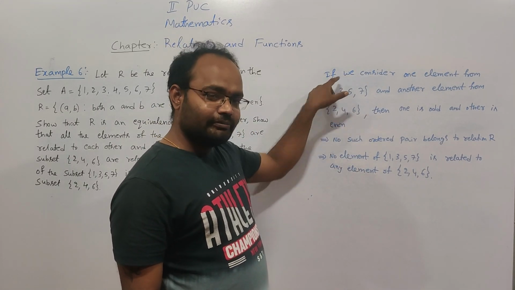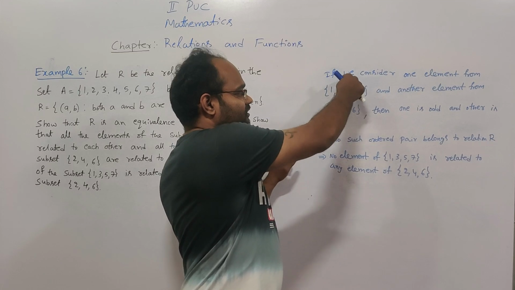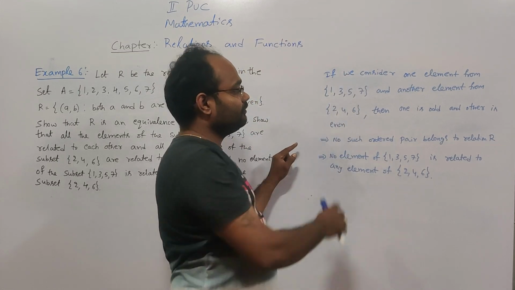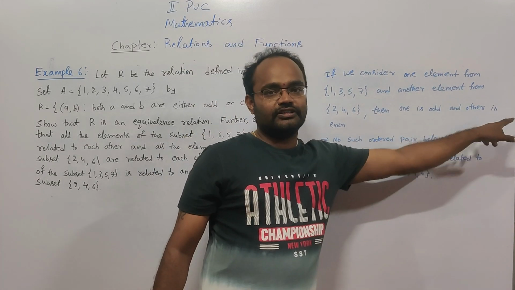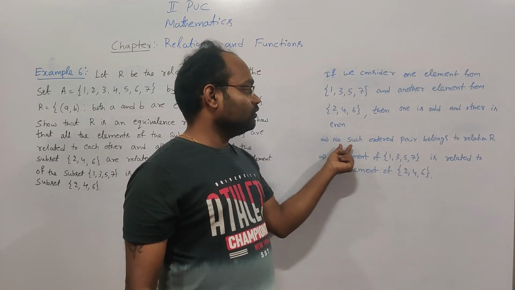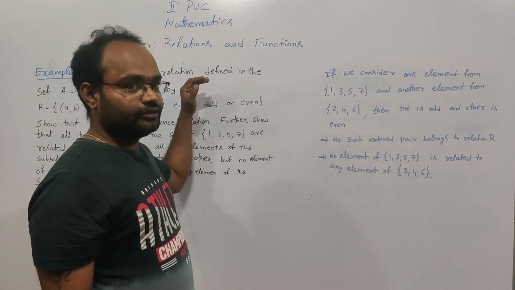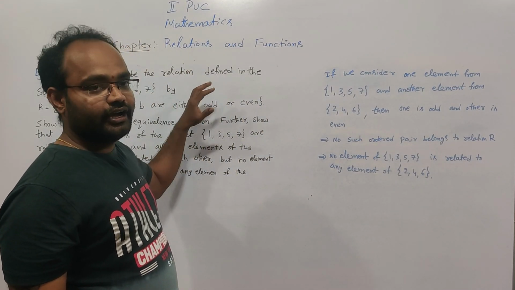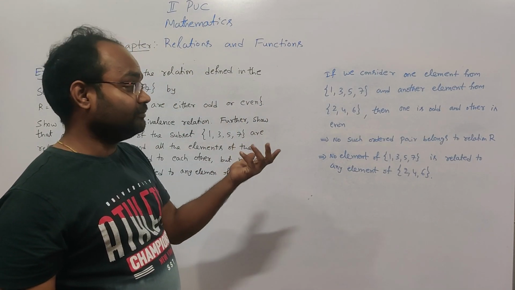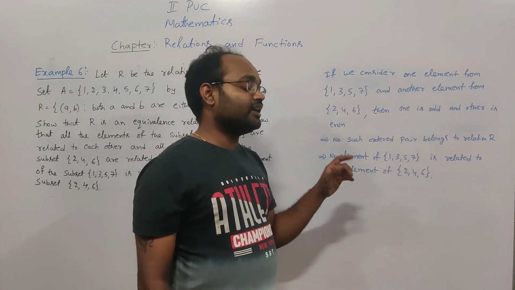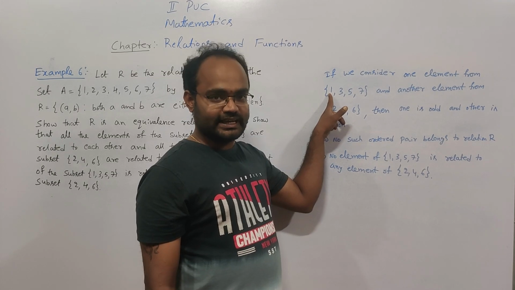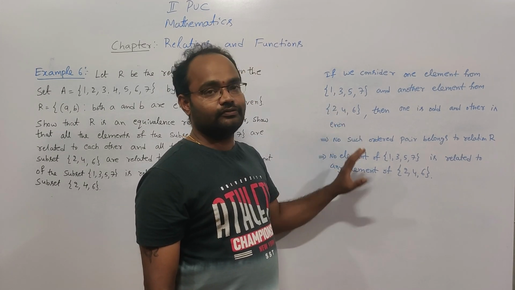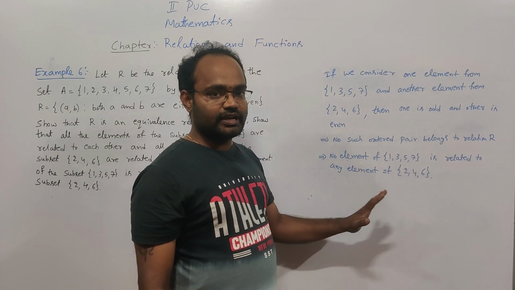Similarly, for every element, you consider one element from this set, one element from this set, we will have the ordered pair like this. One is odd, another one is even. So no such ordered pair belongs to the given relation R. So we won't get any such ordered pair. What do you mean by that? Then what we can conclude, no element of this set is related to any element of this set. So that's what we had to prove.